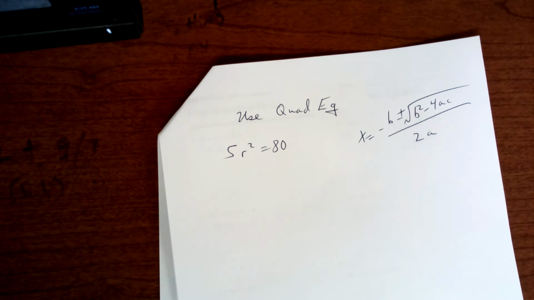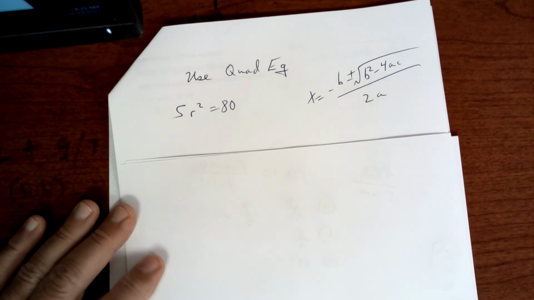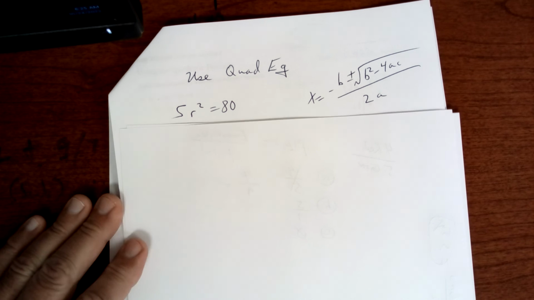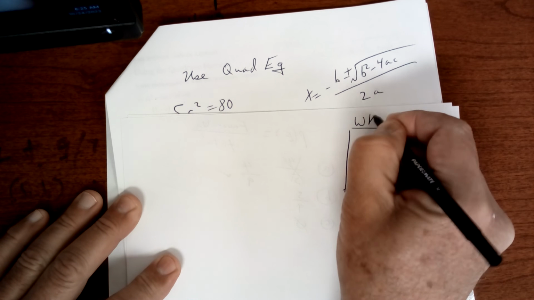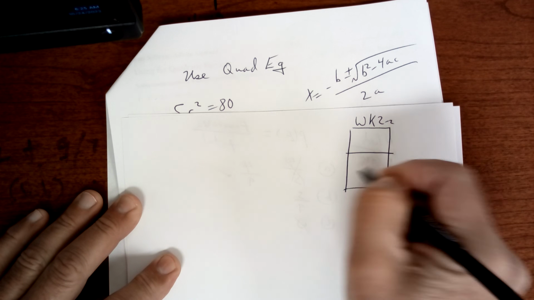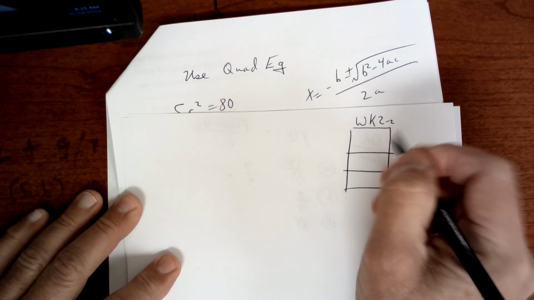Let's turn our attention now to 7th period. Okay, so for 7th period, we're going to do the quadratic equation again. And I have the answers on the worksheet today. So this is week, make sure you label it, 2-2, and today's date is the 24th.